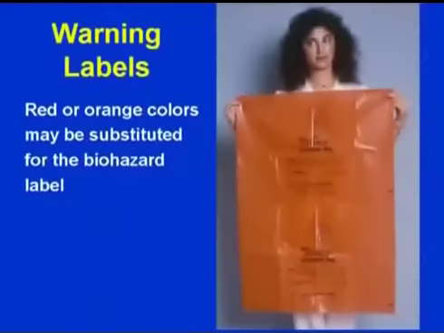The warning labels, as you can see, are the biohazard label. And remember that red or orange colors, as you see in this photograph, the orange color can be substituted for the biohazard label. Many times we see a combination of red or orange color along with the biohazard label consisting of 3 circles in a triangle with a central circle.